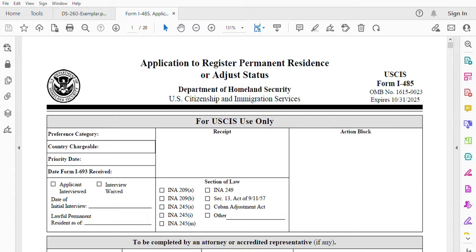My name is Liman, and in today's video we're gonna talk about the form I-485, which is the application to register permanent residence or adjust status. First of all, I am not an attorney. I am here to help you based on experience I have with this form and also based on instructions given by USCIS. Now let's get started.